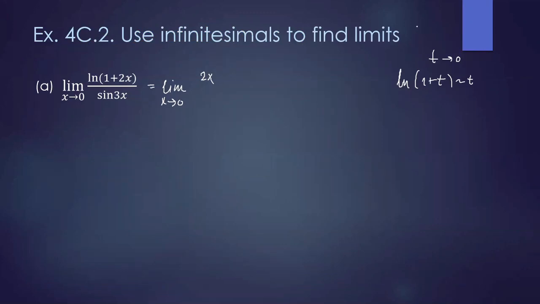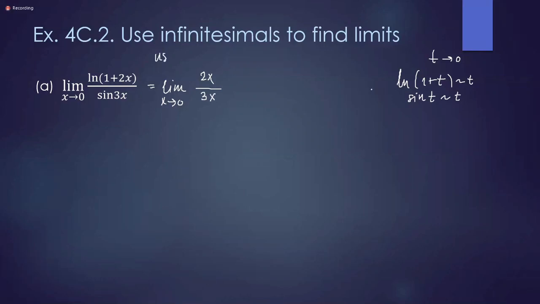And sine of 3x, we already know similarly, sine of t is equivalent to t, so sine of 3x will be equivalent to 3x. We substitute by using equivalences. In the situation of a test, it would be actually good to note that we are using equivalence.